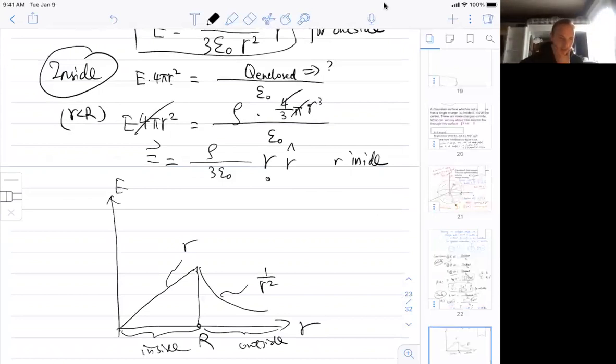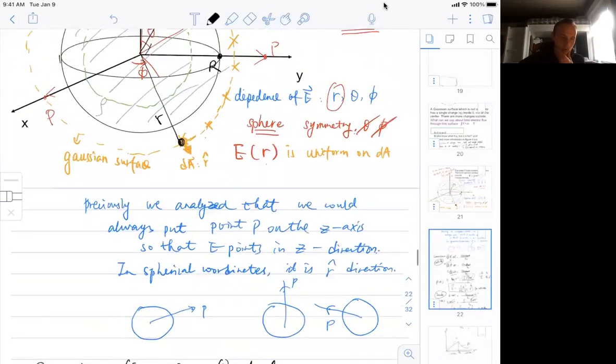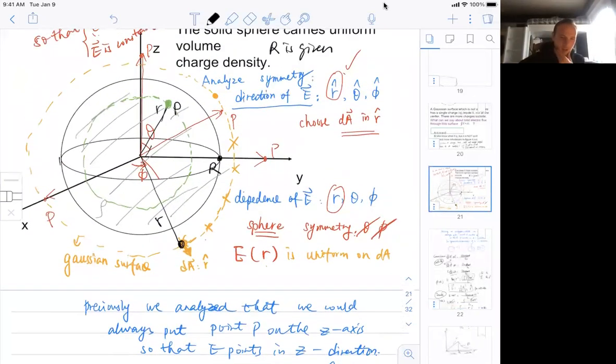It does. And why does it increase inside as a function of r? Because as you expand your Gaussian surface, you're enclosing more and more charge. I am enclosing more and more charge, but can I argue I'm also getting further away by increasing r?